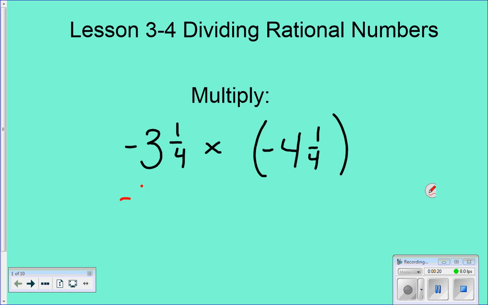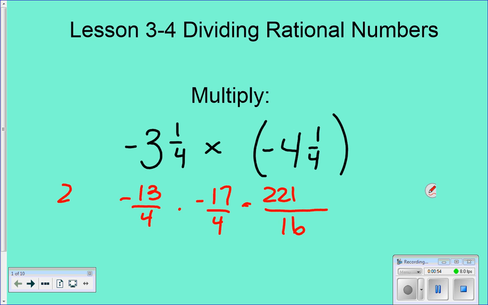Sure. So 13 over 4 times negative 17 over 4. Then tell me what I'm going to do. I can't reduce here, sadly. Remember, you can reduce this way and this way and this way and this way, but not this way. Okay? That's the bad part. So I know this is going to be 16. And what did you guys get for the top one? 221? Okay. So it's going to be 221. If it's two negatives, you're going to have a positive answer, right? So then you're going to take 221, divide by 16.